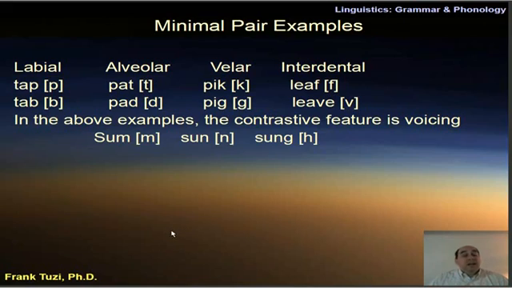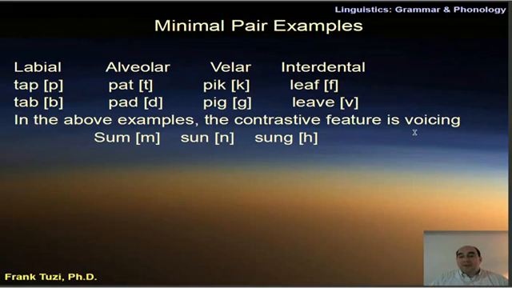Minimal pairs. Here, again, is a way for you to be teaching and also learning. We have the difference between these two. They're labial. It's a labial minimal pair. Tap and tab. You can hear the difference. Tap, tab. Pat, pad. Okay? Pick, pig. Same location. One's voiced, one's not voiced. Leaf, leave. Okay? One's voiced and not voiced.